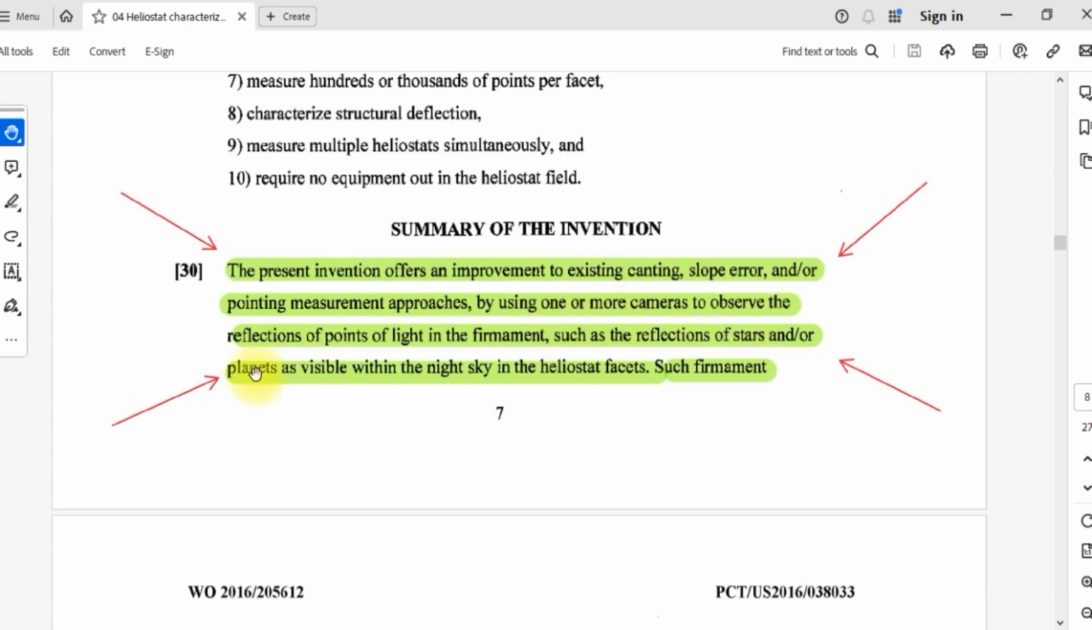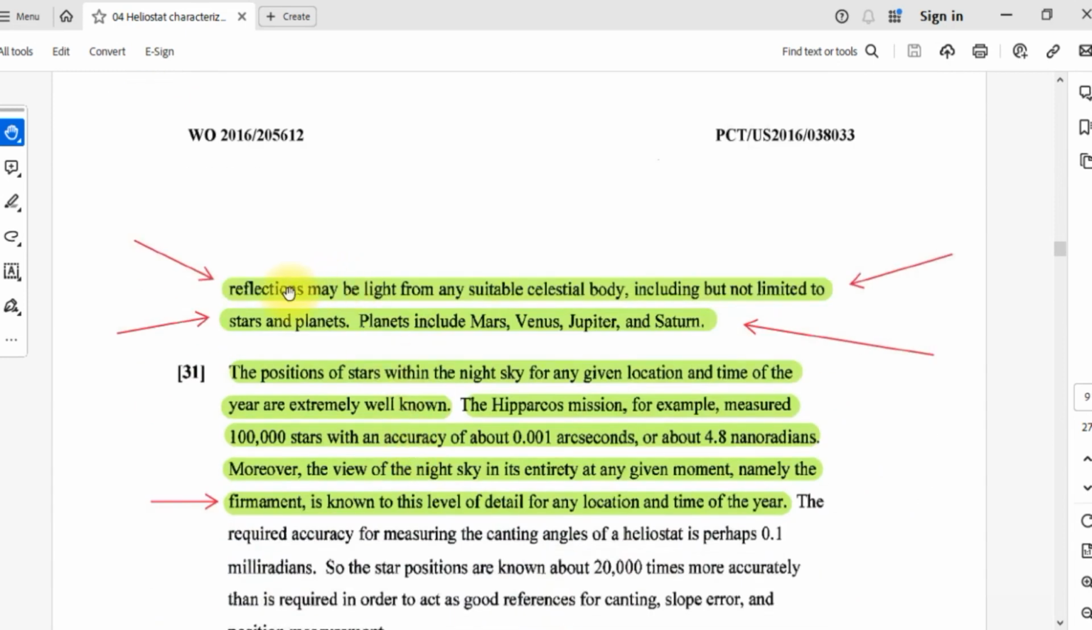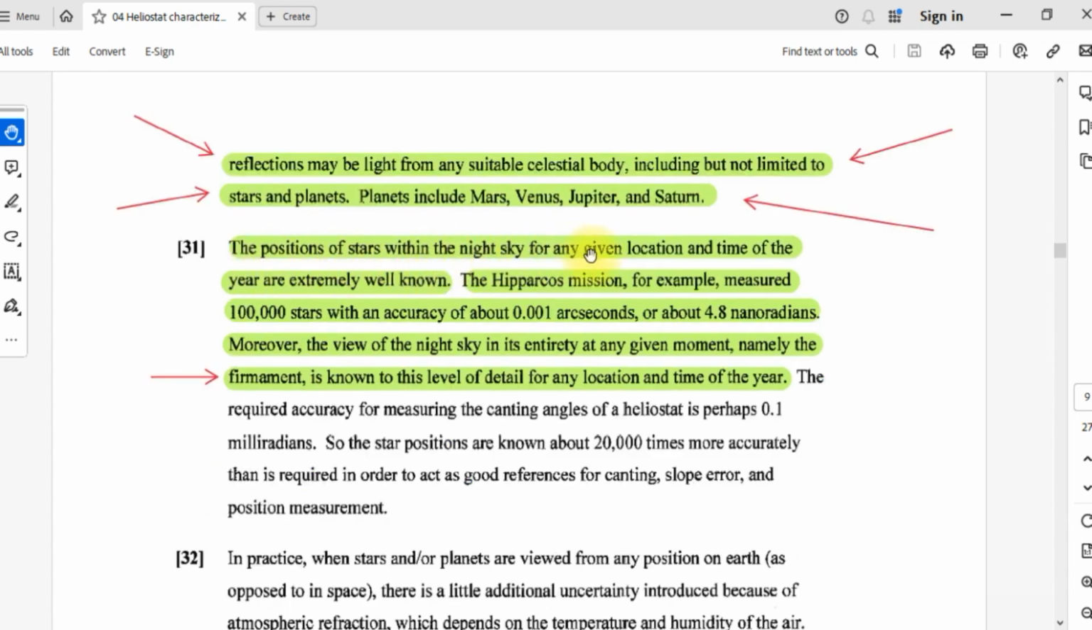more cameras to observe the reflections of points of light in the firmament, such as reflections of stars and/or planets as visible within the night sky. In the heliostat facets, such firmament reflections may be light from any suitable celestial body, including but not limited to stars and planets. Planets include Mars, Venus, Jupiter, and Saturn. The positions of stars within the night sky for any given location and time of the year are extremely well known. Of course, you can look at celestial navigation. They consider Earth to be stationary, and the stars moving from east to west.